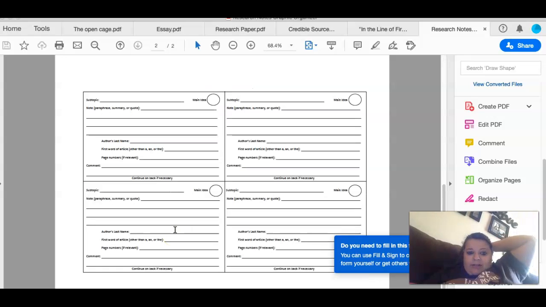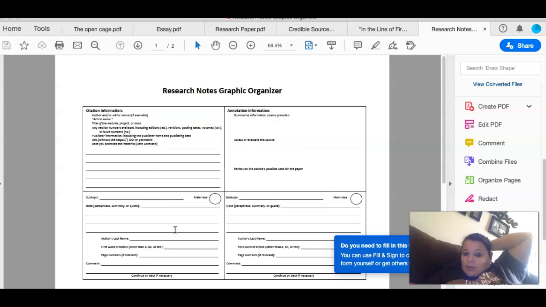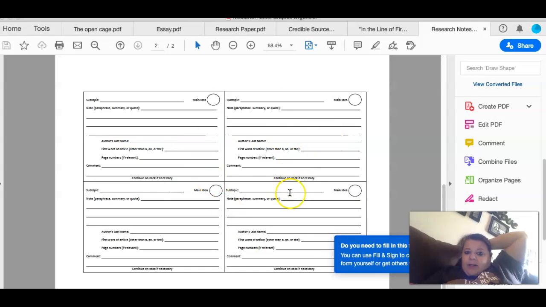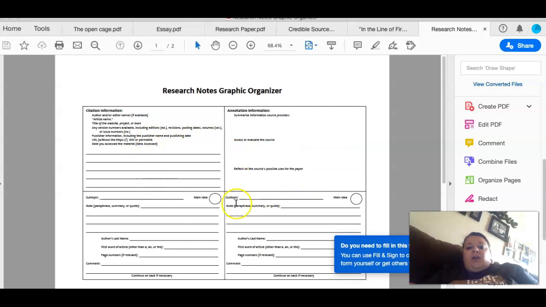There are 6 of them. You need to have at least 4. So 1, 2, 3, 4. Make sure that all of 4 notes, this one right here, this one is all from the same source. Okay? All from the same source. So, whatever internet source you choose, these 4 notes should all be from that one.